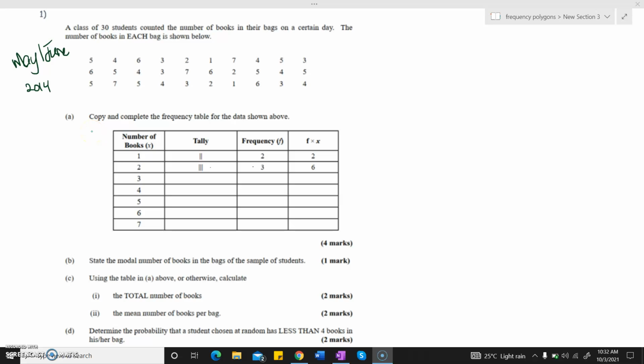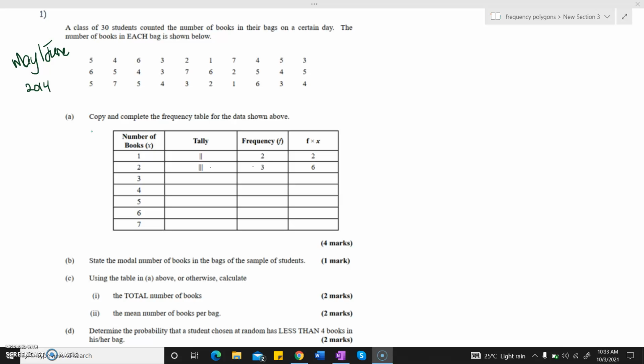Hi everyone, so we're going through the coursework solutions that you all had on statistics. The first question was from May, June 2014. Let's look at it. A class of 30 students counted the number of books in their bags on a certain day. The number of books in each bag is shown below, which we have the numbers here for the 30 students. So we have to complete the frequency table.